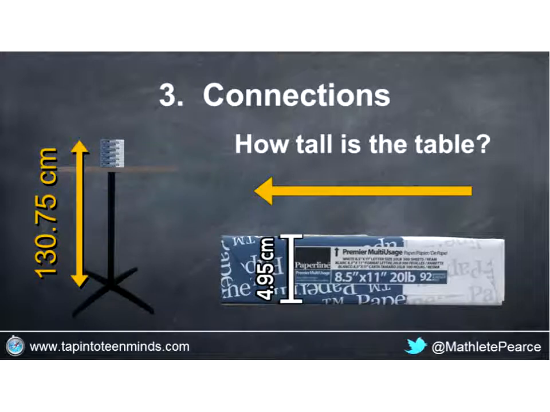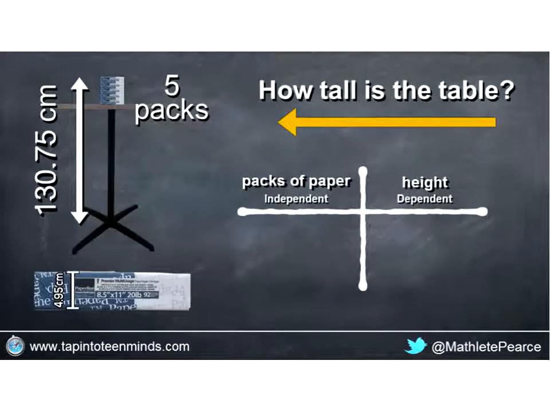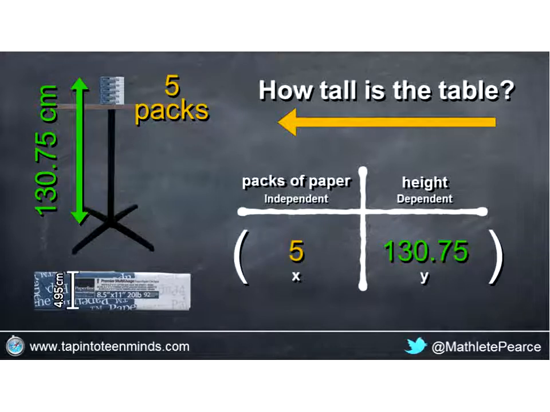What they saw was that with this particular problem, they had 5 packs of paper and 130.75 centimeters, which ultimately is a point. And this particular learning goal is called finding the equation of a line given slope, which is my unit rate, and a point. This is a topic that students typically would struggle with in my class anyway, when I first introduced it, because I did it in a very abstract way.